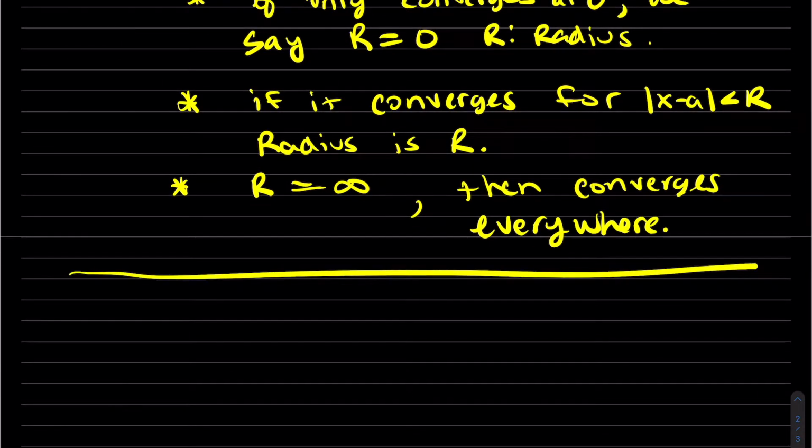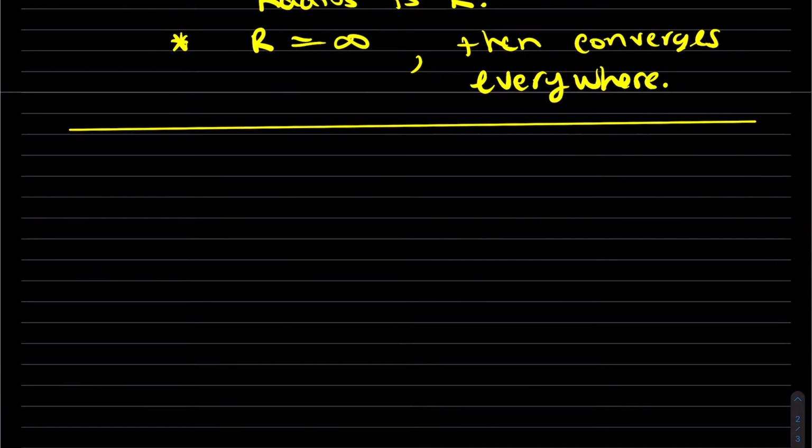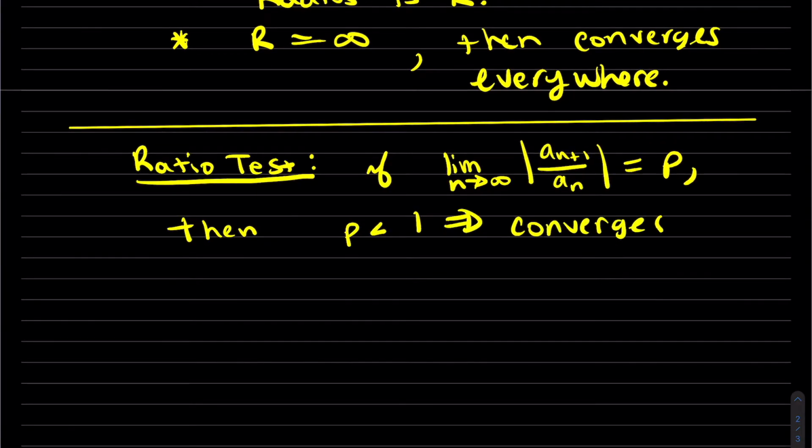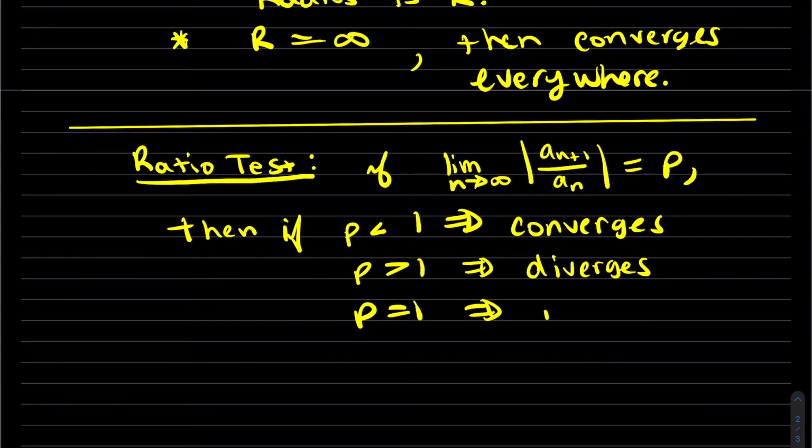So one of the tests that we can use to find the radius of convergence is the ratio test. It's actually the absolute ratio test. So if the limit of the absolute value of the n plus 1 term divided by the nth term is equal to p, then if p is less than 1, it converges. If p is greater than 1, it diverges. And if p is equal to 1, it's inconclusive.